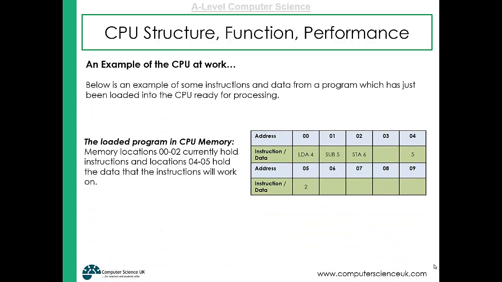Okay, so here is an example of a program that has been loaded into the RAM, or you can think of it as the memory locations in the CPU. In address 0, we've got the instruction LDA 4. In address 1, we've got the instruction SUB 5. In address 2, we've got the instruction STA 6. There's nothing in address 3. And then in addresses 4 and 5, we've got some data. We've got 5 in address 4, and the number 2 in address 5. So the first 3 memory locations have instructions, and addresses 4 and 5 have data.